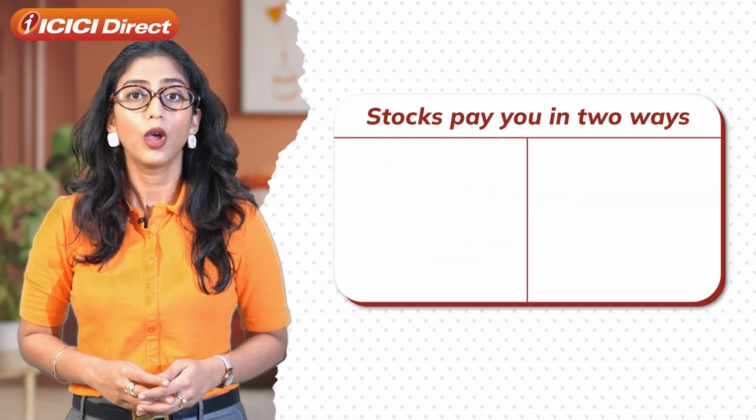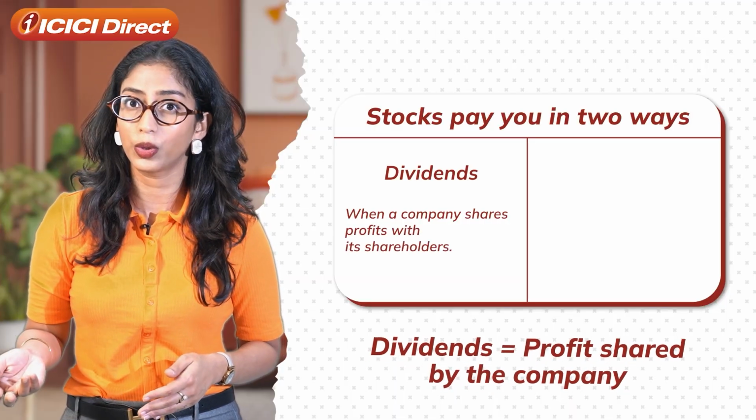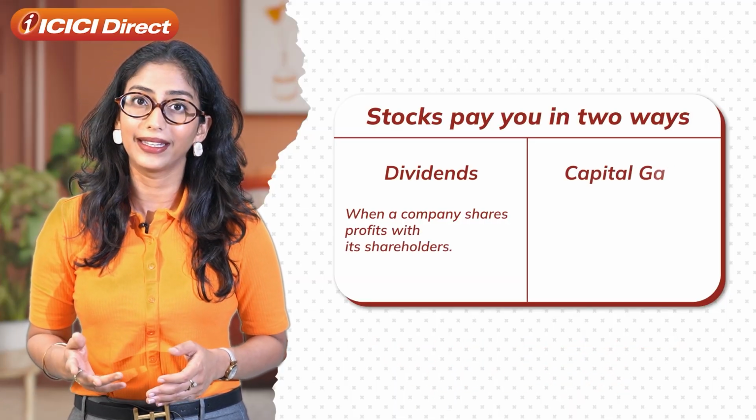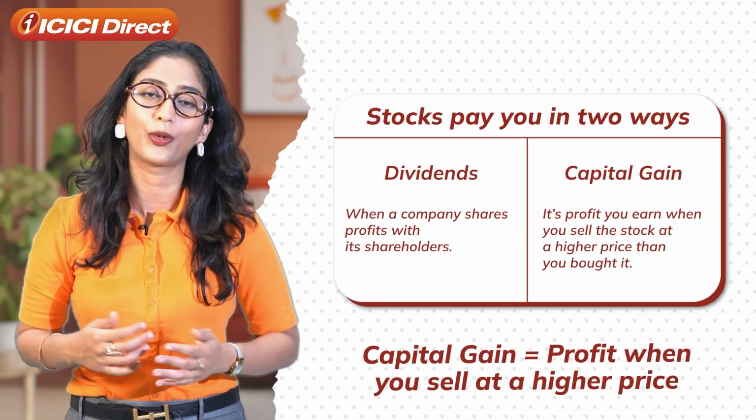When you invest in a stock, it pays back in two ways. One is dividend, which is when the company pays its profits to its shareholders, and the other is capital gain. It's the profit you make when you sell the stock at a price higher than what you bought it for.